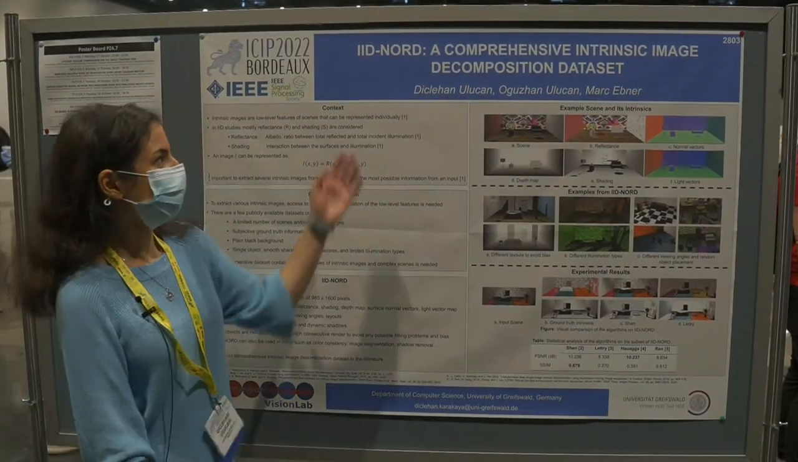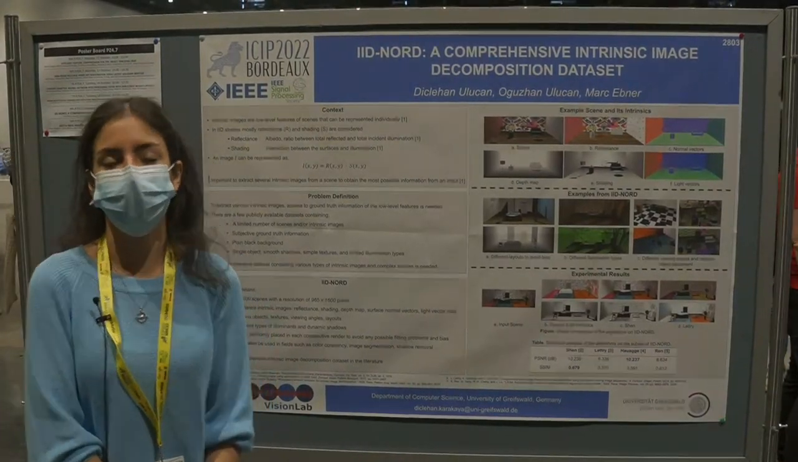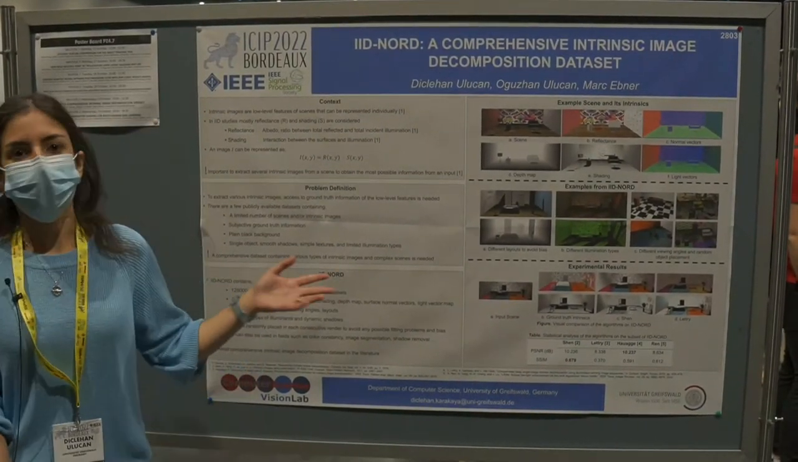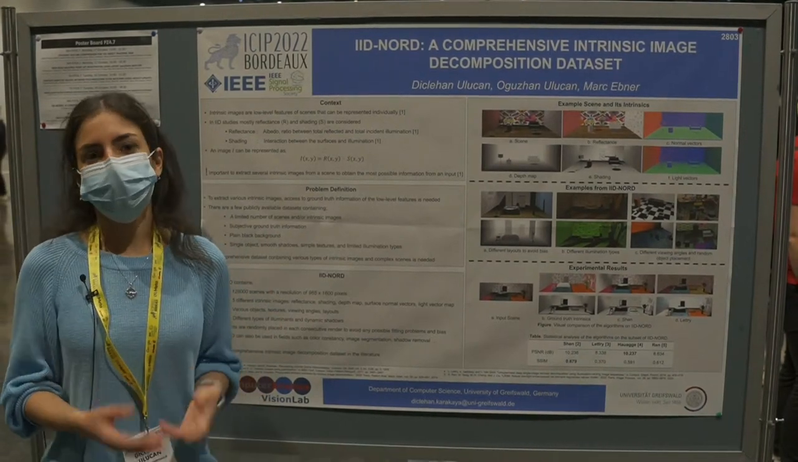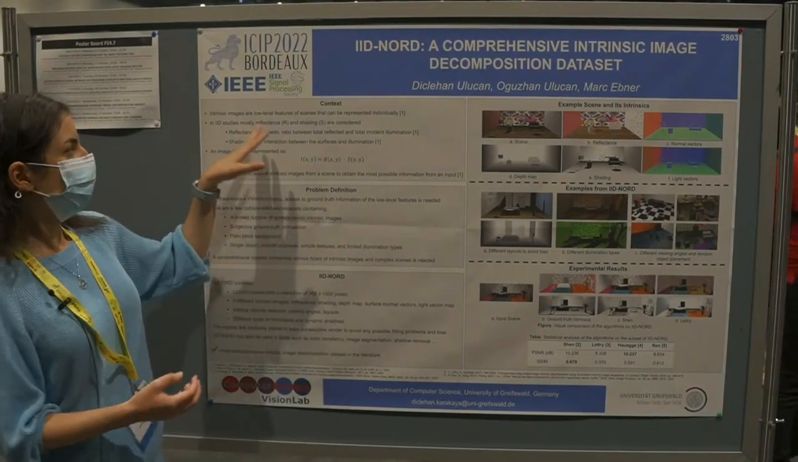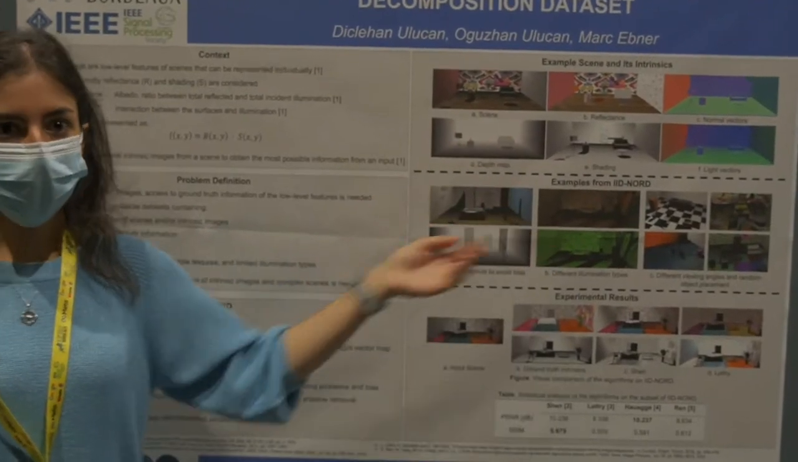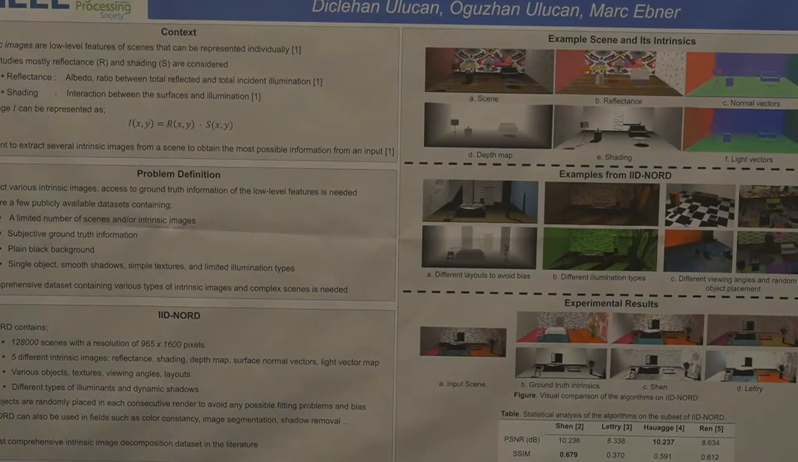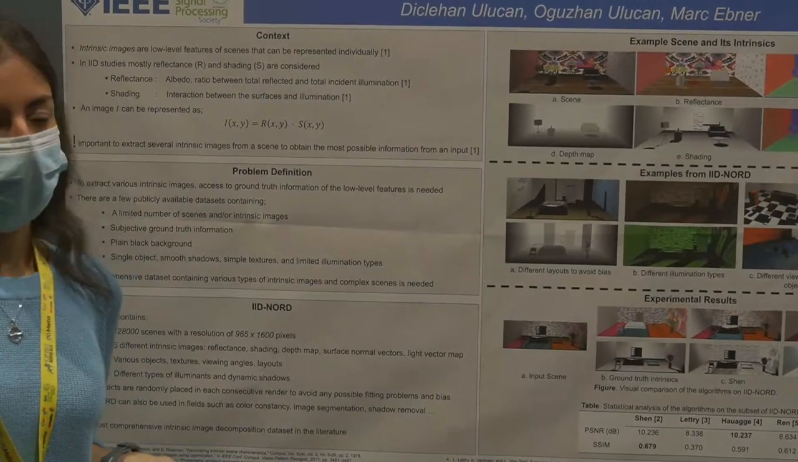Hello, I'm Dijlehan Ulucan, and I'm a PhD student under the supervision of Professor Mark Ebner at the University of Greifswald. And in this work, we introduce a novel intrinsic image decomposition dataset. It's a synthetic large scale dataset. Intrinsic images are low-level features of scenes that can be represented individually. Intrinsic image decomposition algorithms take into account the reflectance and shading components to simplify this ill-posed problem.